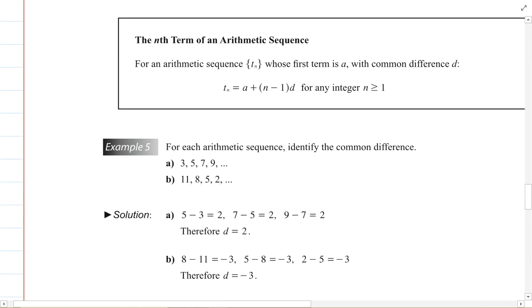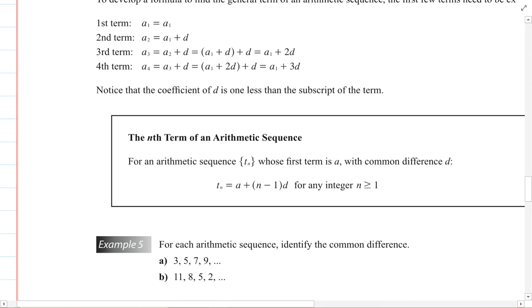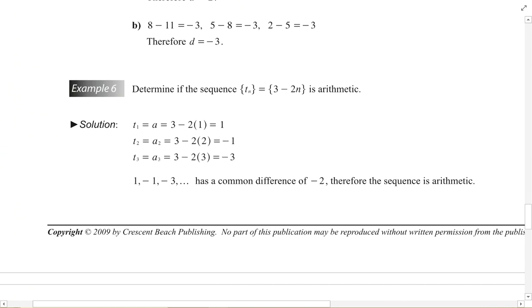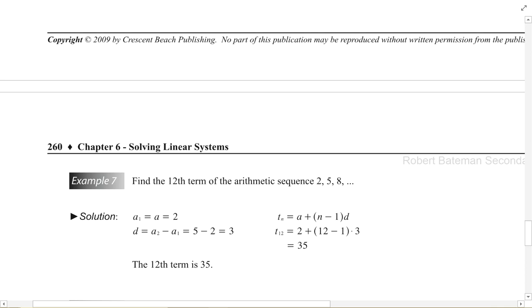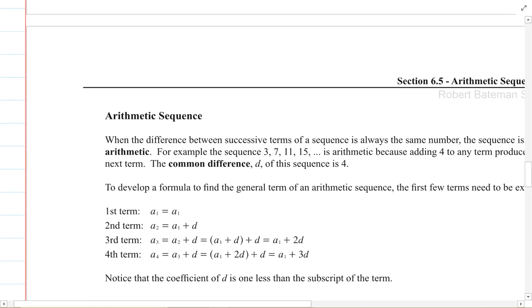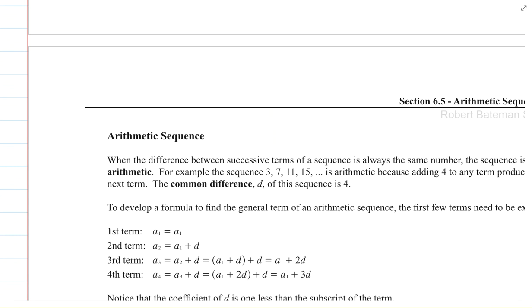And then finding the nth term of an arithmetic sequence, you're going to use this formula for any integer. Boom, go, have a look. Most of you are only going to do example number 1. I just wanted to show you the different terminology and what it means. Okay, any questions, let me know.